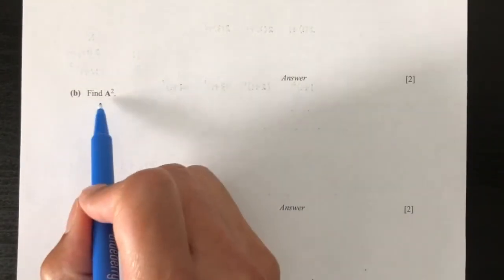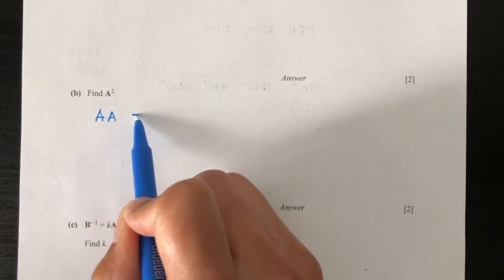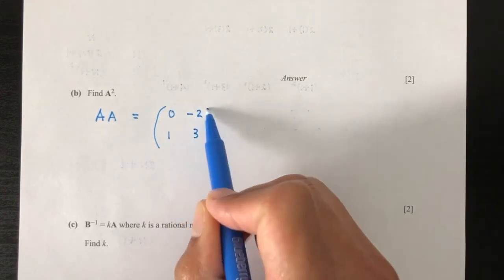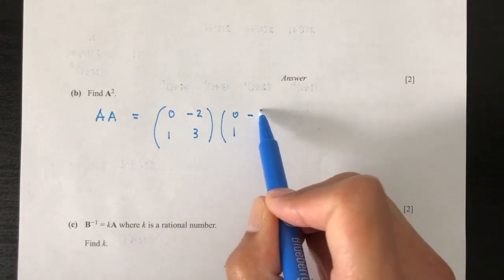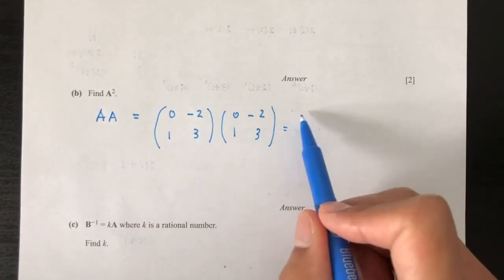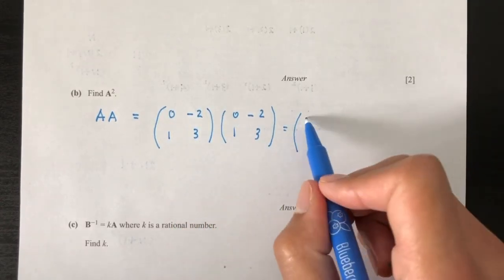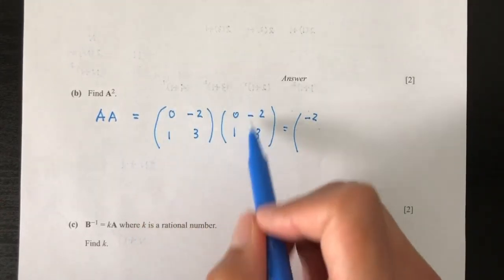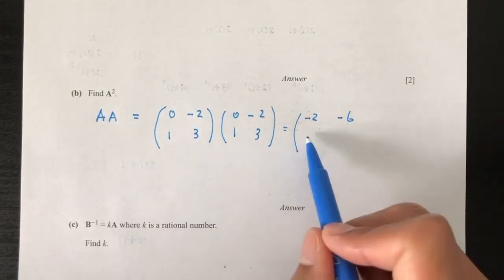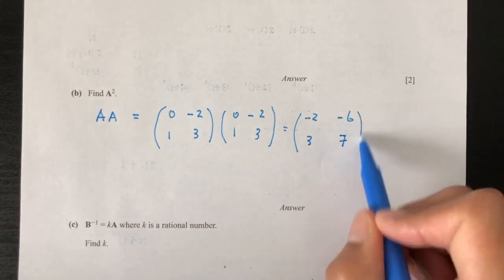Now for part B, we have to find A squared. You have to understand A squared is actually A times A. So 0, 1, minus 2, 3 times the same thing. As you know, matrix multiplication is always rows by column. So rows will be 0 times 0 plus minus 2 times 1. That should be minus 2. Rows by column, that will be minus 6. Rows by column, that will be 3. Rows by column, so minus 2 plus 9, that should be 7.